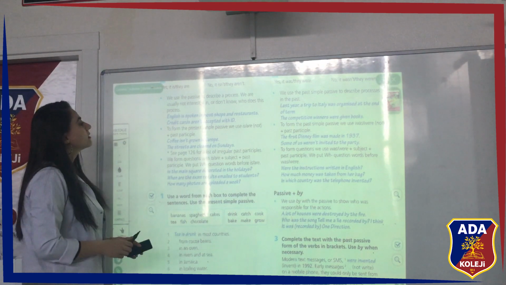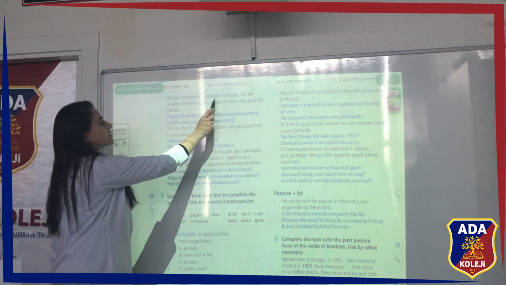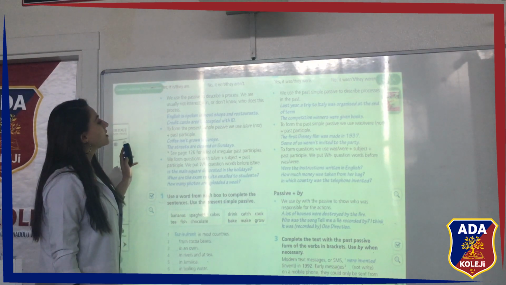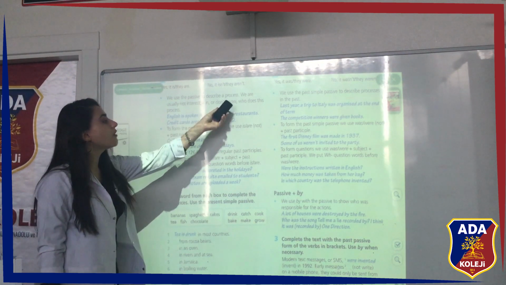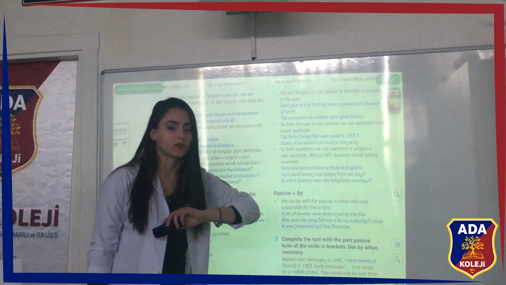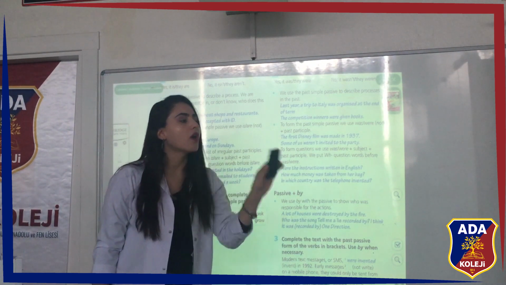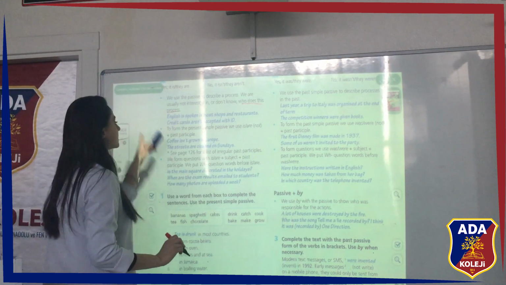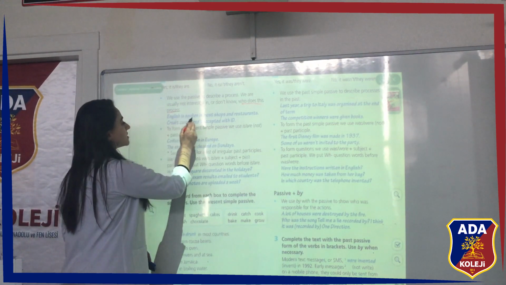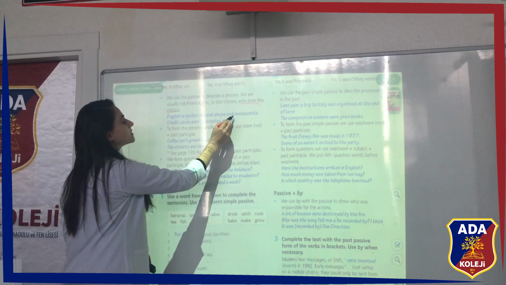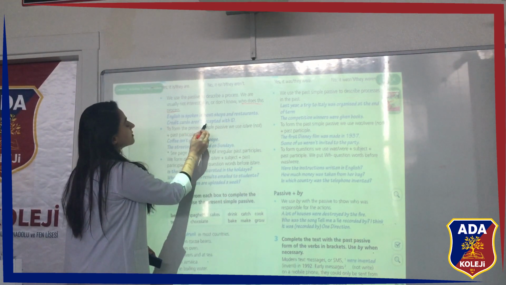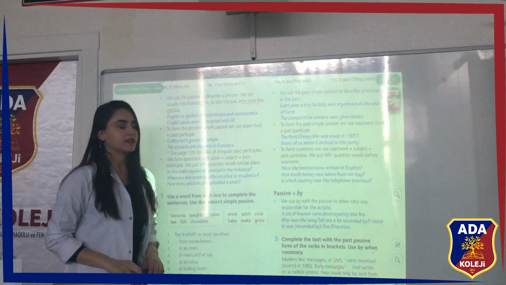Complete this part. We use the passive to describe a process we are usually not interested in or don't know who does this process. We don't know who does this process. For example, English is spoken in most shops and restaurants. Credit cards aren't accepted with ID.